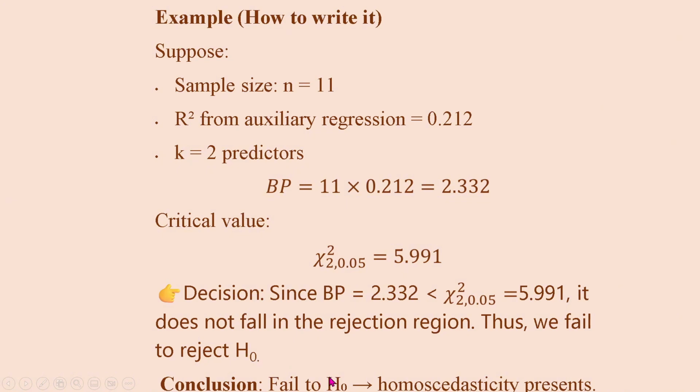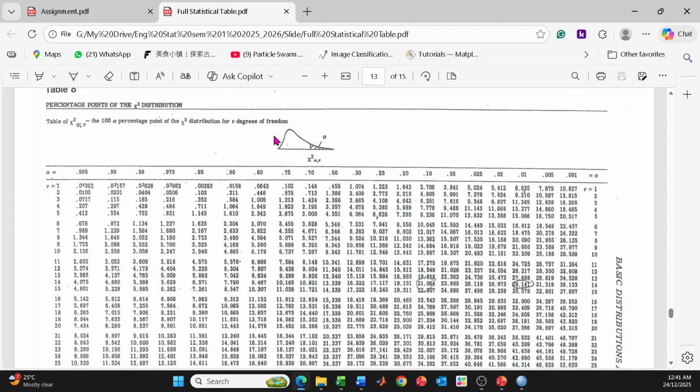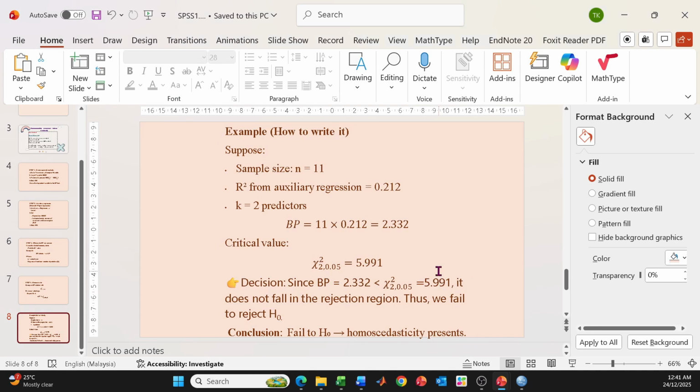Conclusion: we fail to reject H-null, which means homoscedasticity is present. Okay, how do we get this critical value? Here is the chi-squared distribution table. The significance level alpha is 0.05, and with 2 degrees of freedom, the critical value is 5.991, here.